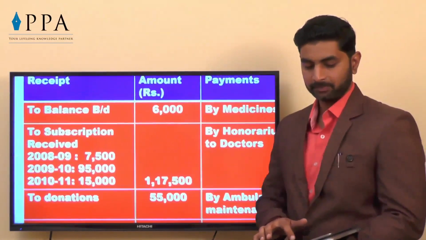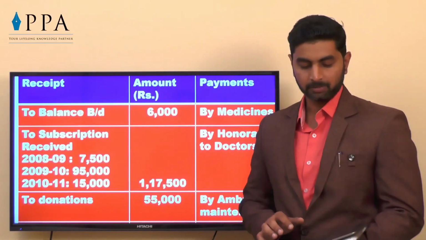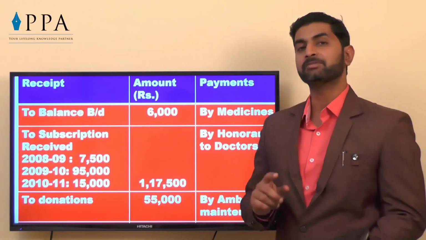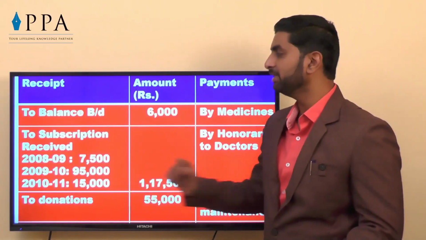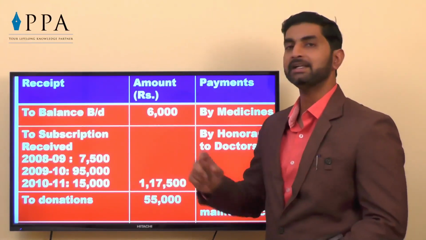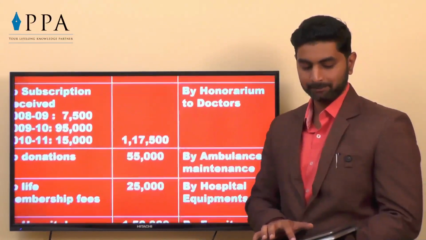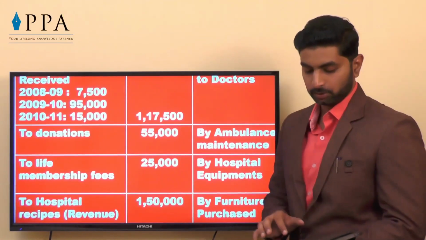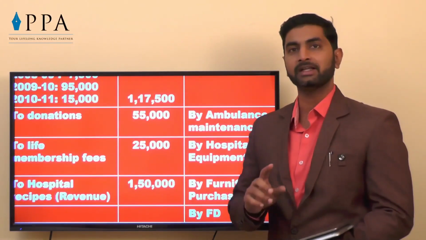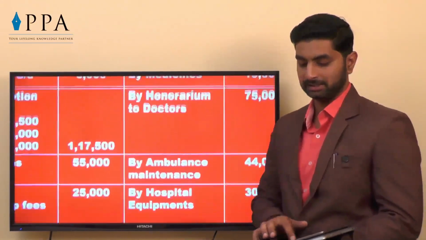On the debit side of receipt and payment account, you can see the opening balance of 6,000 followed by subscriptions received 1,17,500. Now these subscriptions are a combination of 3 years: 2008-9 last year, 2009-10 current year, and 10-11 received for the next year, received in advance. Of course, we'll deal with it in detail. Then on the receipt side, we can find the donations received 55,000, capital receipt, life membership fees received, again a capital receipt, hospital receipts, revenue receipts are given. We'll go to the income side.